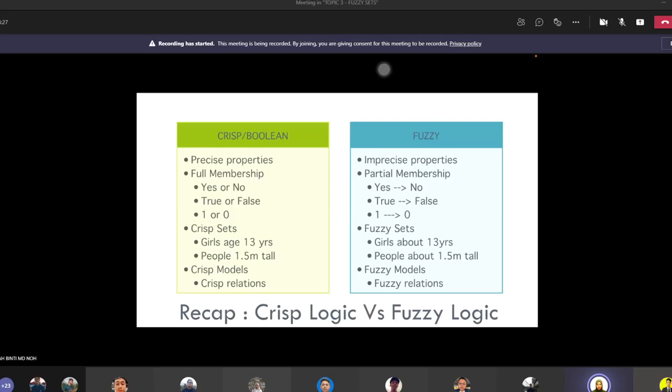Tutorial, and you've done a very good description on it. Okay, so maknanya you have a clear understanding on how to differentiate crisp and fuzzy set.